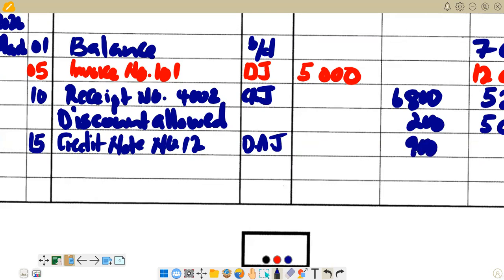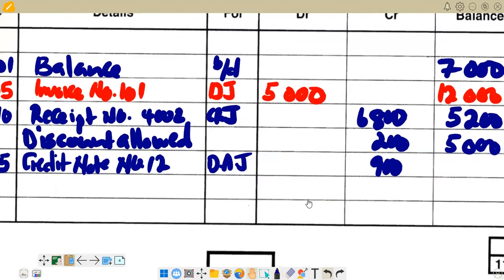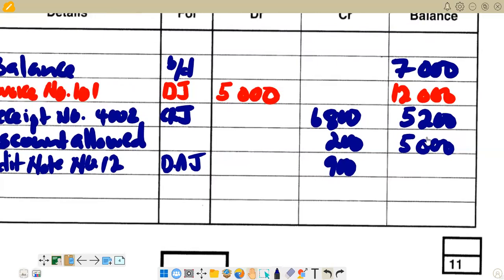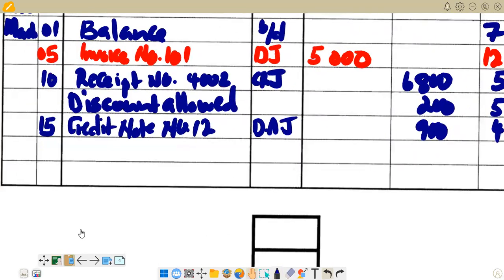So on the balance part now, remember, all those that we are crediting, we are subtracting. So we say again 5,000 here minus 900, and we are going to get 4,100 there. So here we've got 4,100. So this is what we have in terms of this adjustment. So we go to the next one.